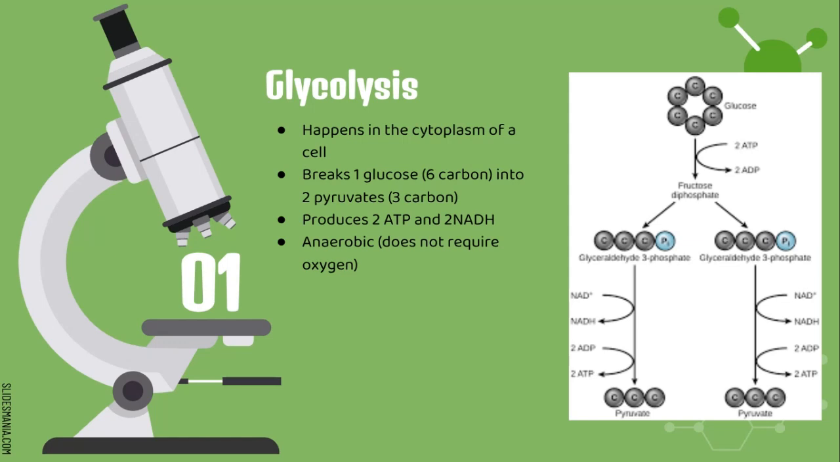Glycolysis is the first step, and it happens in the cytoplasm of a cell. It breaks one glucose, which has 6 carbons, into 2 pyruvates, which have 3 carbons each. It produces 2 ATP and 2 NADH. It is also anaerobic, which means it does not require oxygen.